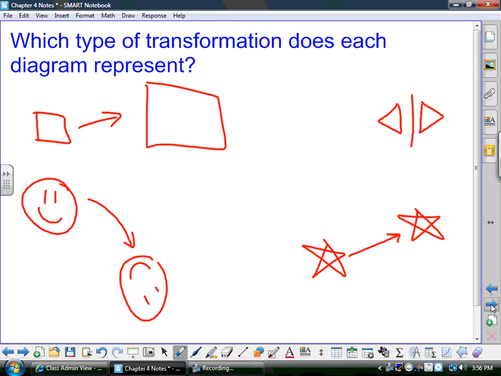Take a minute and pause the video and see if you can use your notes that you just took and decide which type of transformation does each diagram represent. One is going to be rotation, one's translation, one's dilation, and one's reflection. Pause the video and see if you can figure out which one is which.